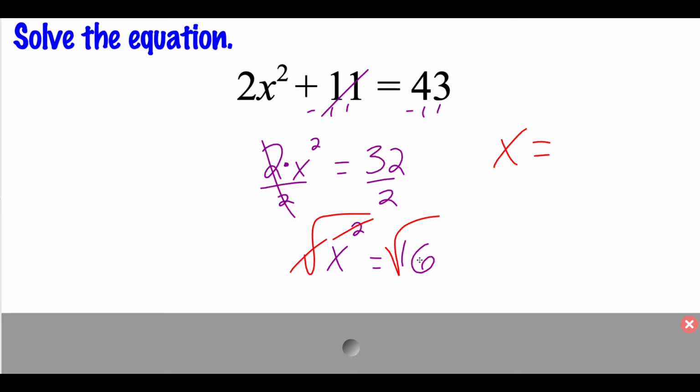Now square rooting that 16, thinking about the number that if you multiply it by itself, you get 16, well that number is 4. But just like we had in our previous examples, we have to account for the positive answer and also the negative answer, because negative 4 times negative 4 would also be 16. So I'm going to put a plus and a minus in front of my 4.